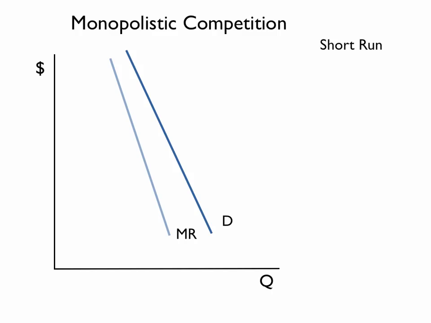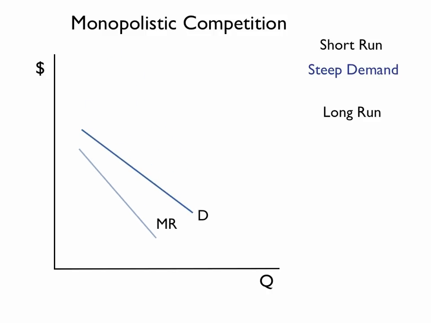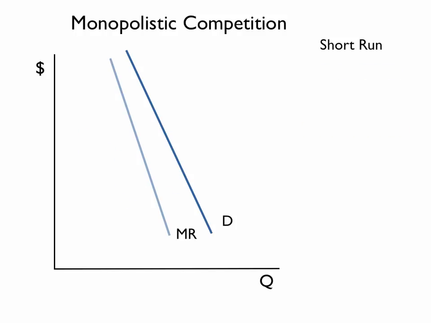So let's see how this works with a graph. In the short run, once again, we look like a monopoly with a steep demand curve along with our steeper marginal revenue curve. Over time, that curve flattens out along with the marginal revenue curve, and we end up with a flatter demand curve. Once again, in the short run, when we impose our marginal cost curve on that, we can solve for where our quantity and price would be.